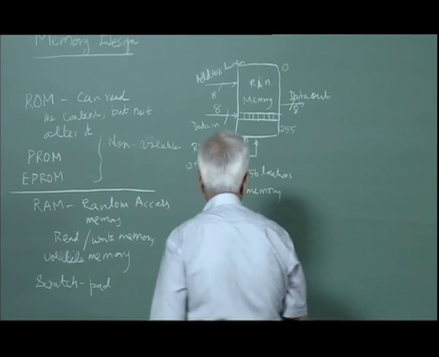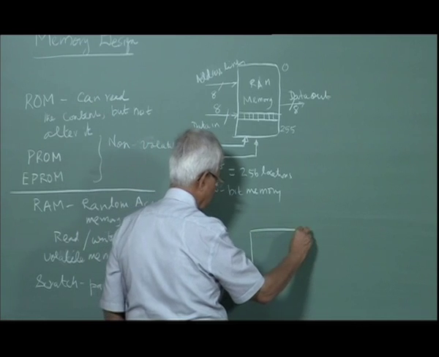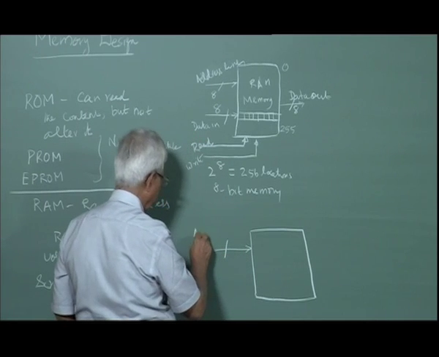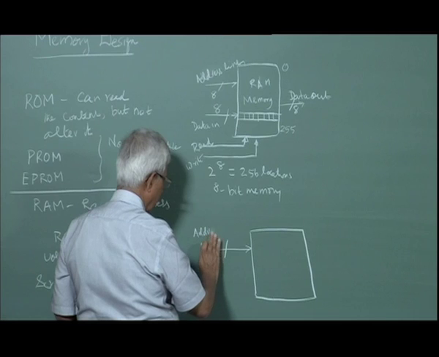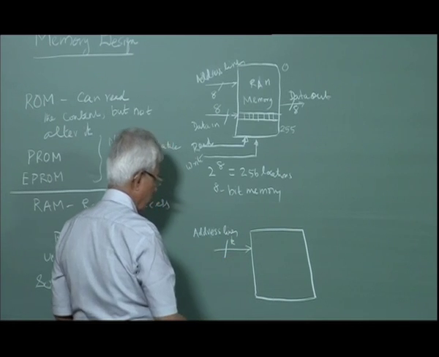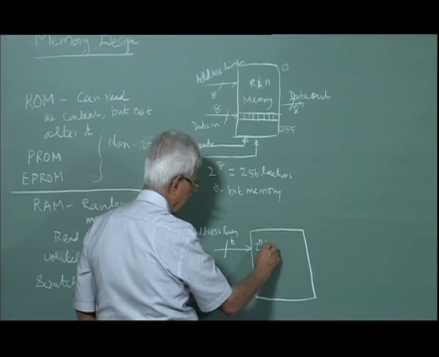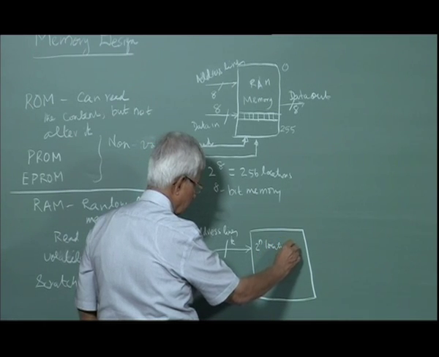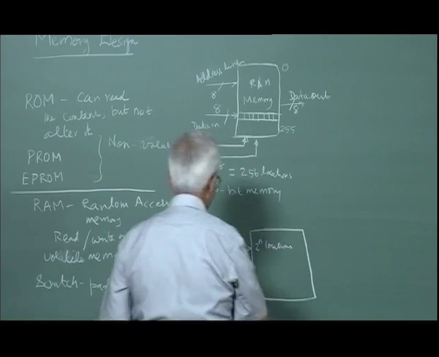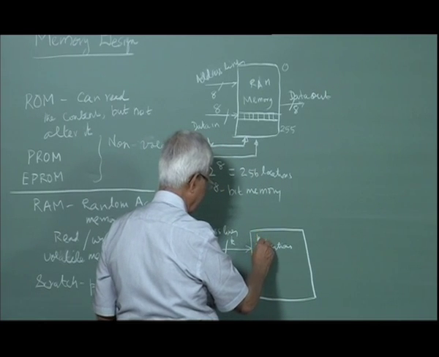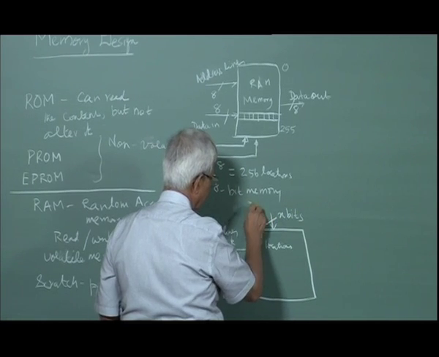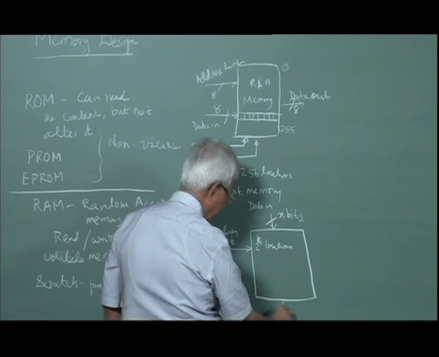Let us assume in general there are k address lines. K address lines will have 2 power k locations. Each of these locations we can have, let us say, an n-bit word, and I can read those n bits.